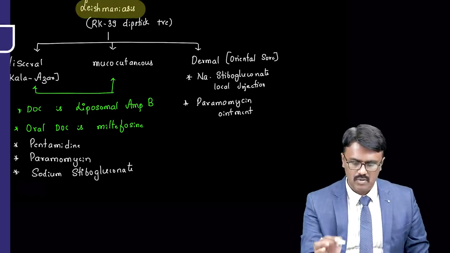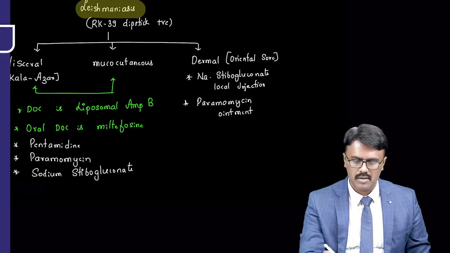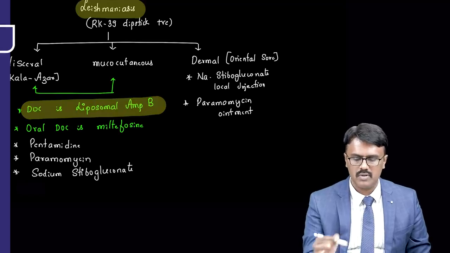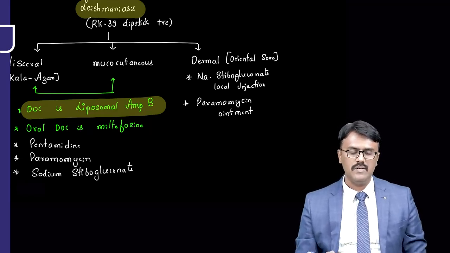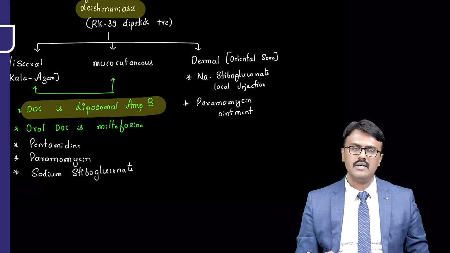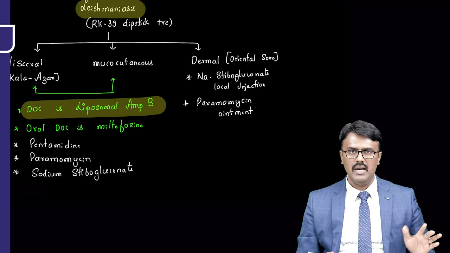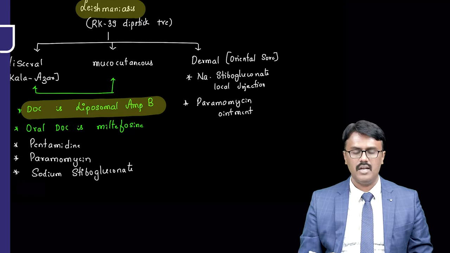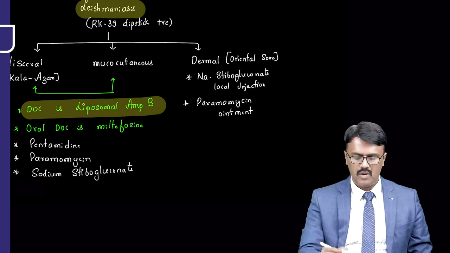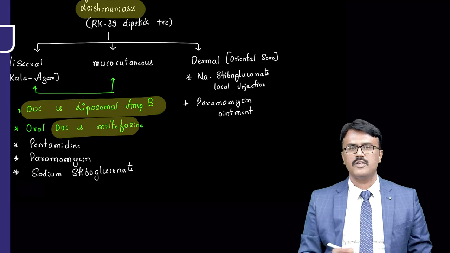Remember, the most important point you all should remember is that the drug of choice is liposomal amphotericin B. And many a time in your exam, they don't give it directly. They will say the patient has come with fever and chills, malaria negative, and RK39 dipstick positive. What is the drug of choice? Liposomal amphotericin B. But the only oral drug is miltefosine.